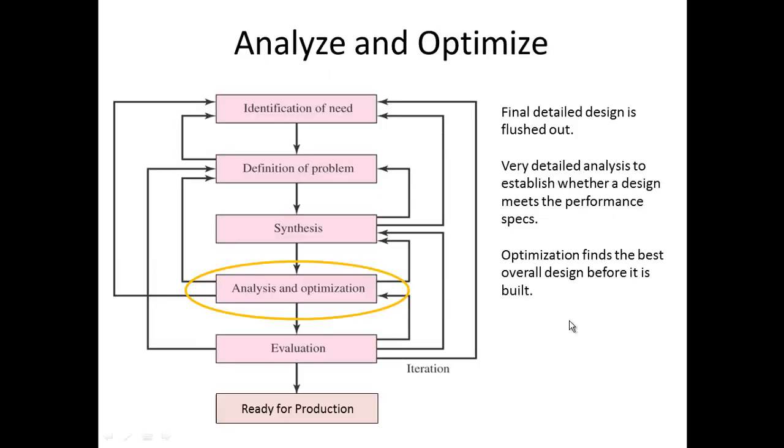The next step in the design process is the analysis and optimization step. This is where the detailed design is really done. During this step, you want to analyze and prove that your device actually meets the performance specs that you've already established. Any optimization can be done here in order to improve the product before it's built.